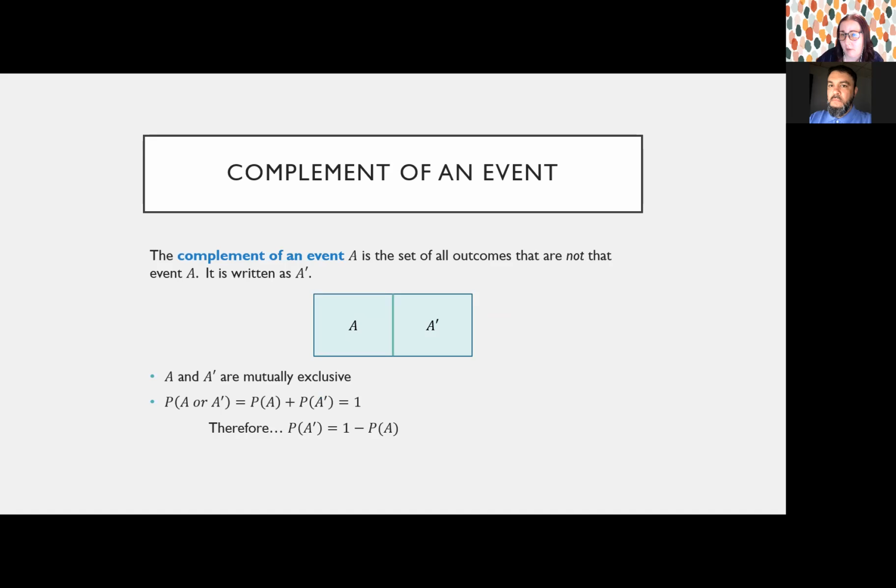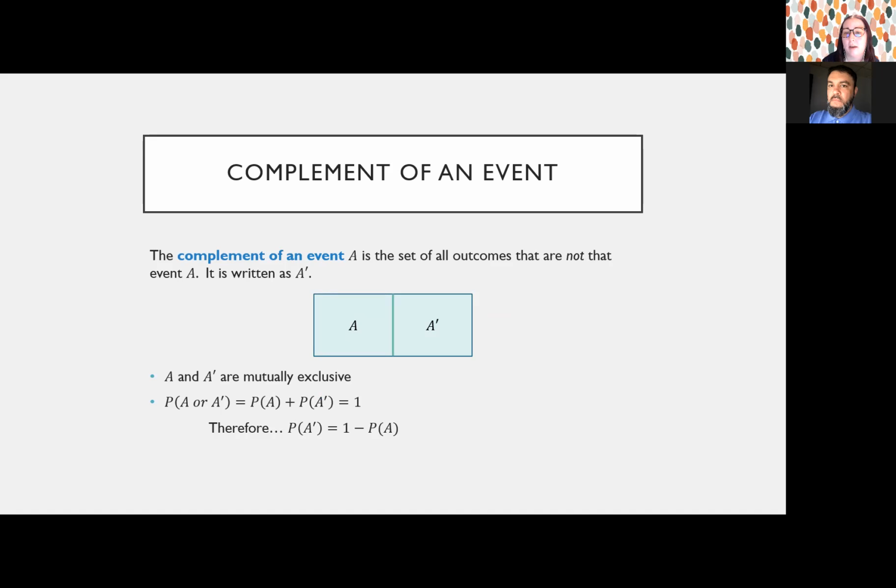So the complement of an event. If you have event A, the complement are all the outcomes that are not that event. We write that as A prime. And prime is what we call that little apostrophe there. So you have A occurring, and then you have everything that's not A occurring, and that's the complement. There's no overlap between these, so they are mutually exclusive.